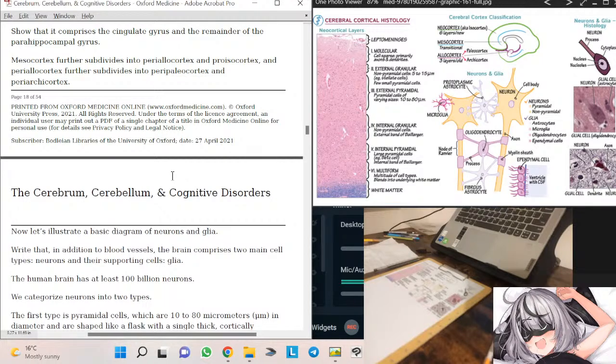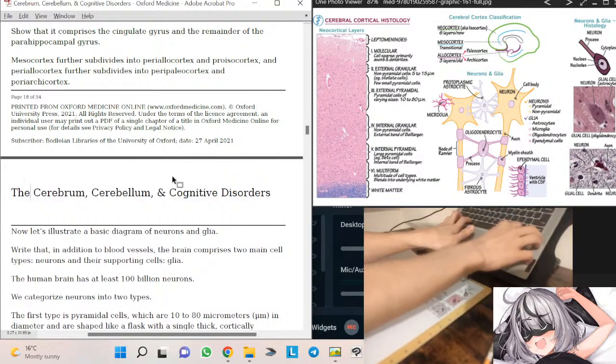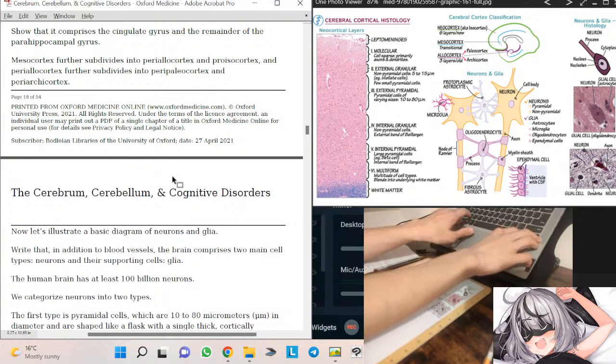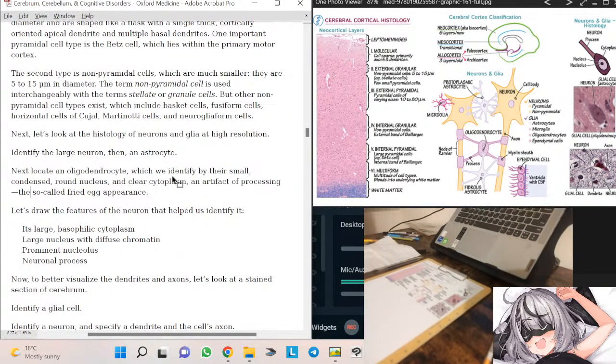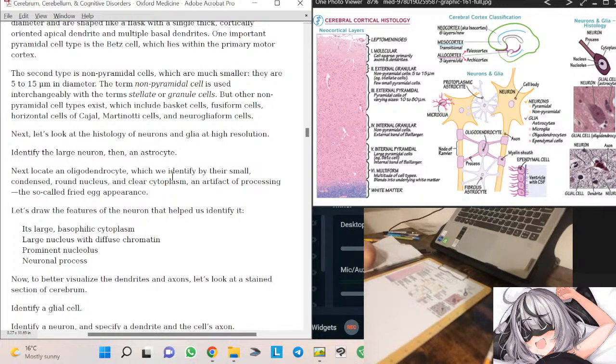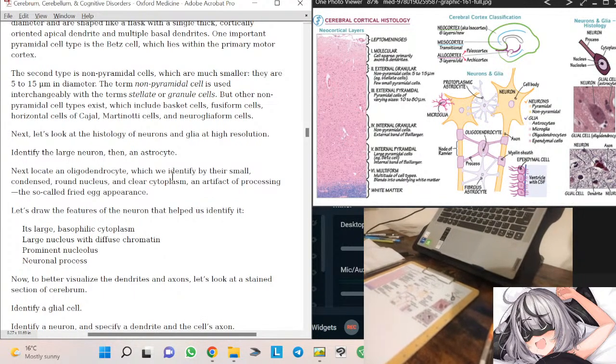The first type is pyramidal cells, which are 10 to 18 micrometers (μm) in diameter and are shaped like a flask with a single thick cortically oriented apical dendrite and multiple basal dendrites. One important pyramidal cell type is the Betz cell, which lies within the primary motor cortex.